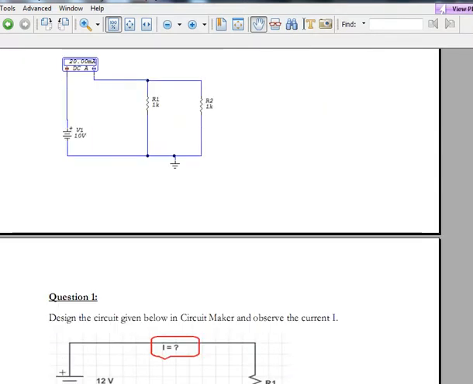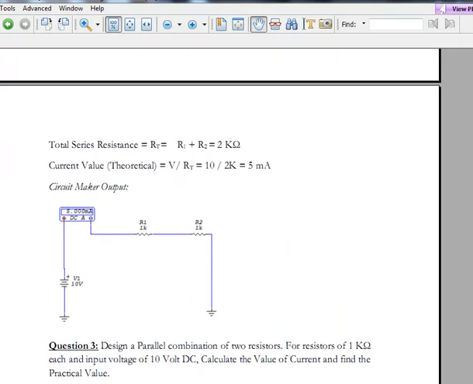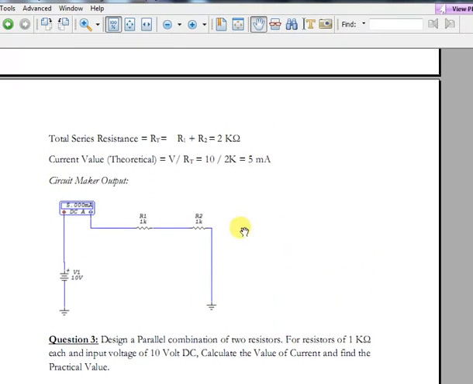Now, at first, again, the practice is I always solve the theoretical value, then I compare the practical. Since the resistors are in series, the total value will be R1 plus R2. 1 plus 1 will be 2 kilo ohm. Current will be voltage divided by total resistance. Voltage was there in the question, 10 volt, and total resistance we have just solved, 2 kilo ohm. So 10 divided by 2000 is 5 milliampere.